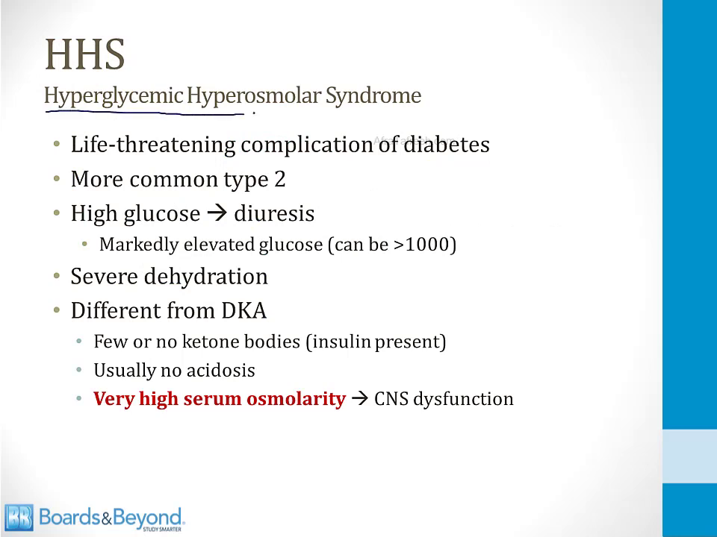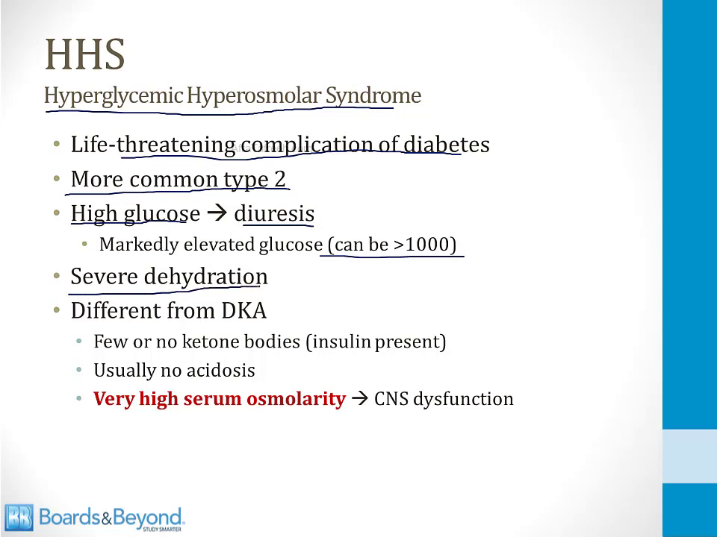HHS is the hyperglycemic hyperosmolar syndrome, and this is a life-threatening complication of diabetes that shares many features in common with DKA. However, like I told you before, DKA is much more common in type 1, HHS is much more common in type 2. We'll talk about why in a minute. In HHS, there is a very high glucose level which leads to diuresis. The glucose level can get so high it can be over 1,000. This is so elevated that it leads to a marked diuresis and the patient can become severely dehydrated.